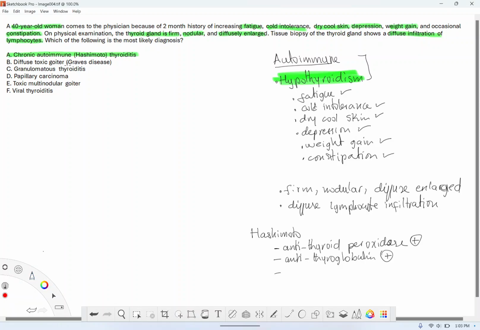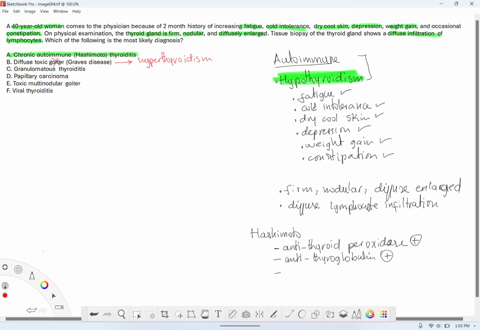B talks about diffuse toxic goiter, which is Graves' disease. Graves' disease is not hypo, it's hyper. It's hyperthyroidism, and we're looking for hypo. So B is unlikely. Simple, it's hyperthyroidism, I don't even have to look into it further. And for Graves' disease, you have TSI, thyroid stimulating antibodies, which stimulate the whole thyroid gland and lead to hyperthyroidism, and then ophthalmopathy, strabismus, and so on.